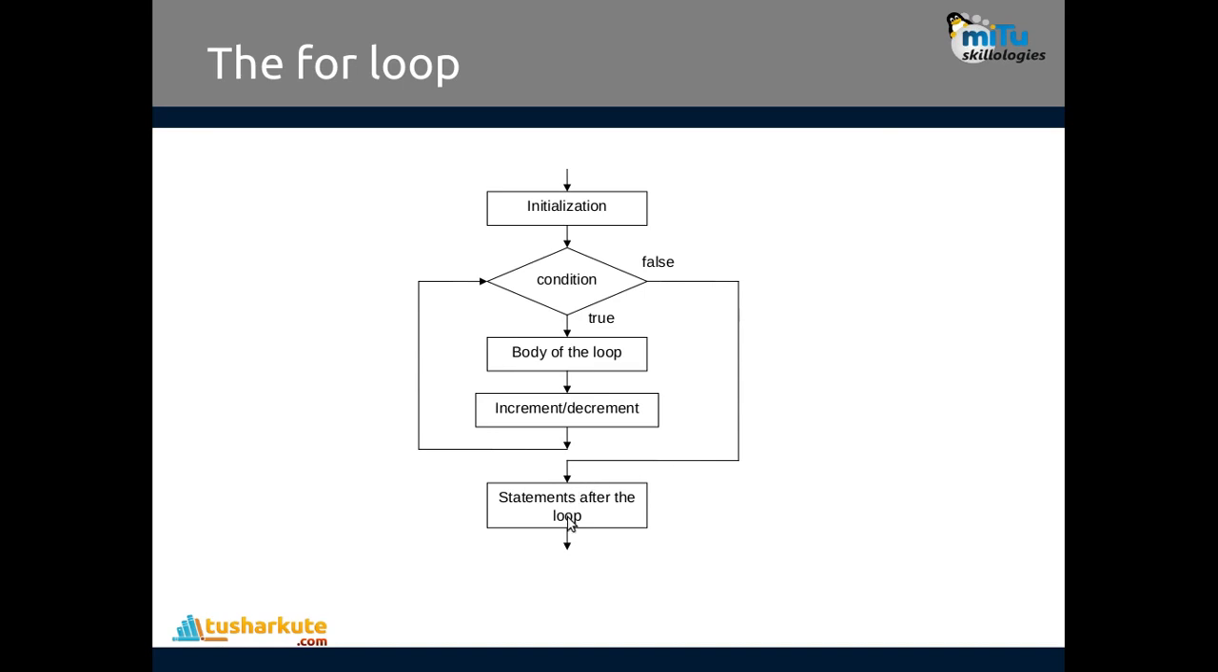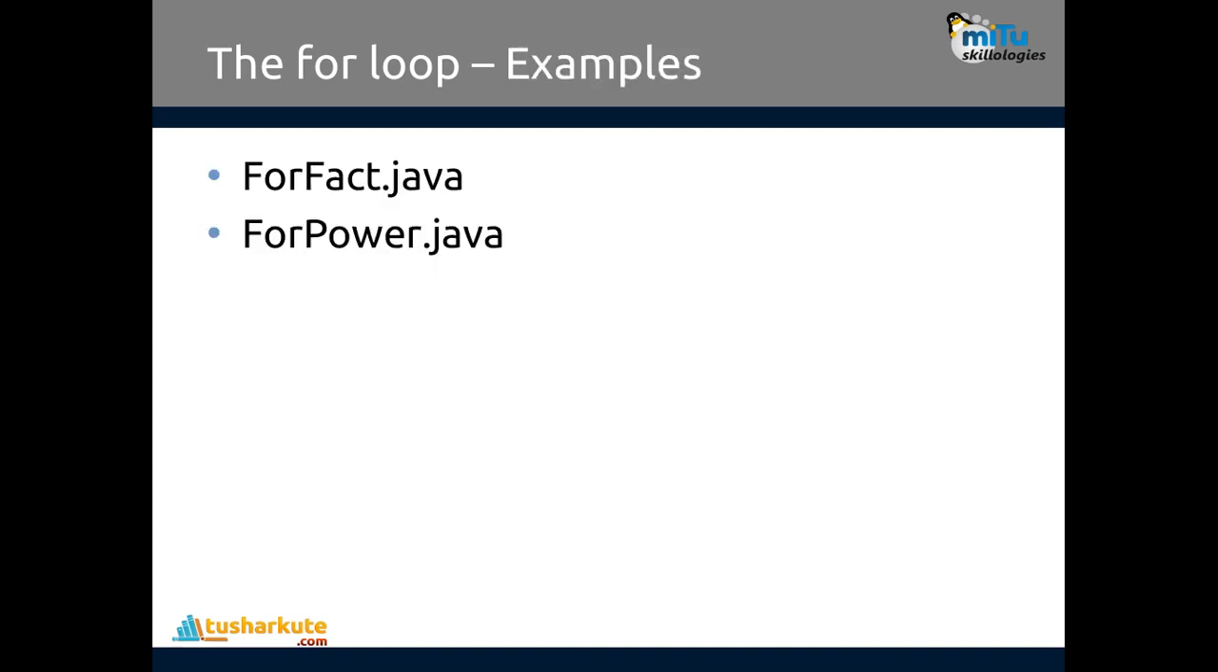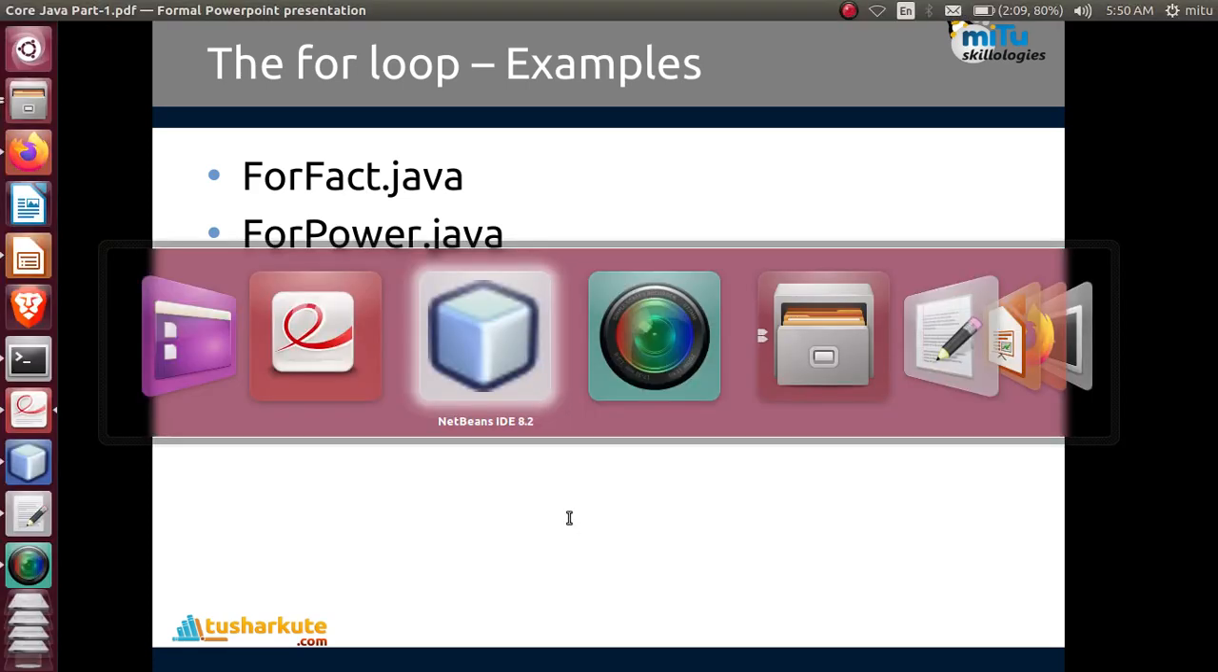One advantage the for loop carries is that it contains everything inside a single line: initialization plus condition and increment or decrement, changing the value of the counter. All these three things are written inside the same statement. So the while loop and the for loop are exact alternatives to each other, where the number of lines in the for loop is less than in the while loop. Let's take an example. I am showing two examples here: finding the factorial of a number and finding the power of one number raised to another number.